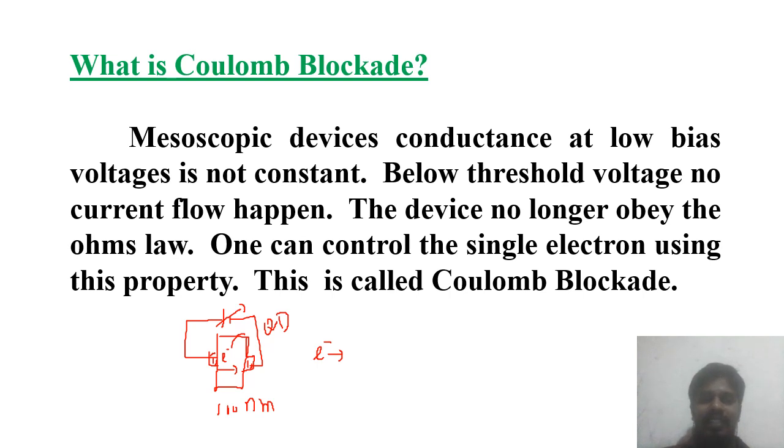Here the definition is given. The mesoscopic device conduction at low bias voltage is not constant. Below threshold voltage, no current flow happens. The device no longer obeys Ohm's law. One can control the single electron using this property. This is called the Coulomb blockade effect.